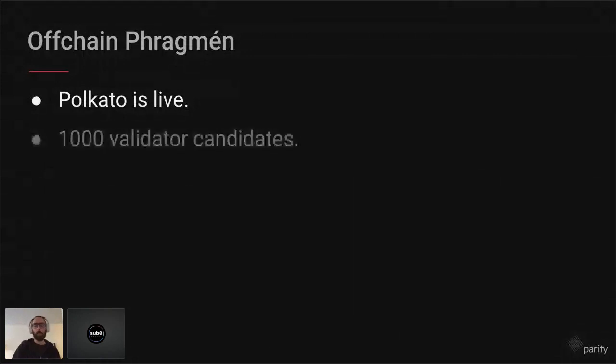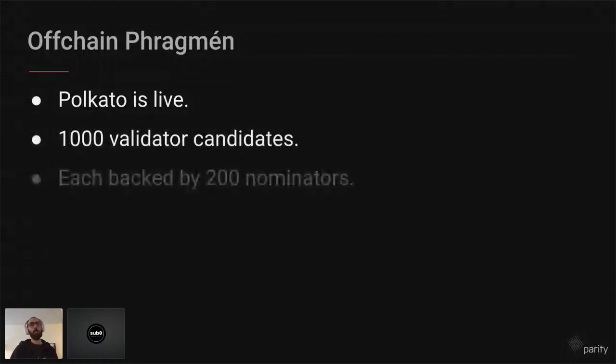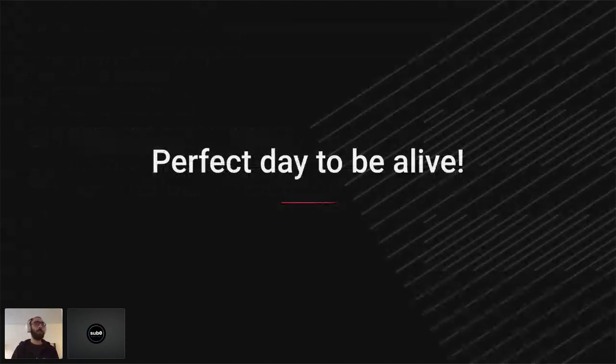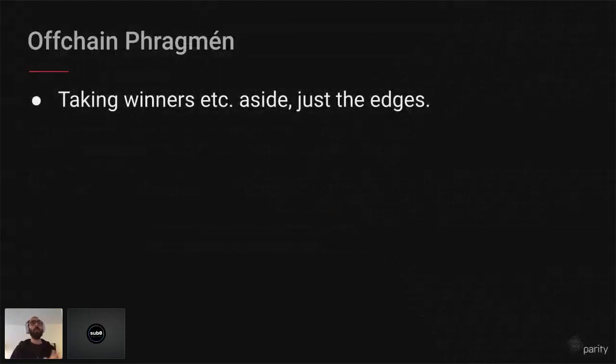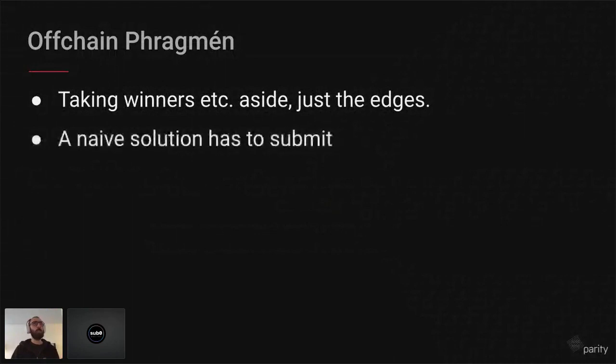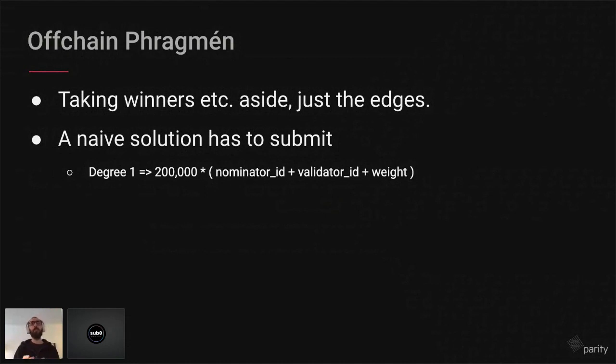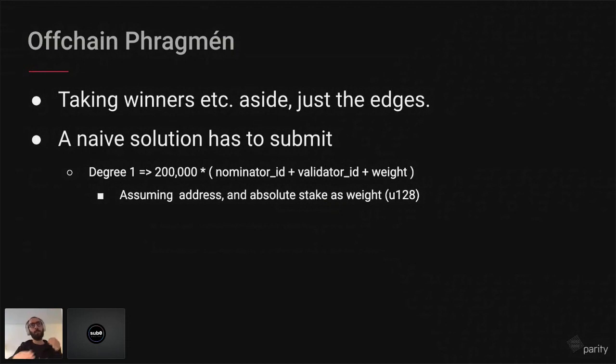Let's look through an example. Polkadot or any other chain is live. We have 1,000 validators, and each of them is backed by roughly 200 nominators, and everything's great until you realize not at all, because with these numbers I showed, and assuming that you don't submit indexes and you want to submit account IDs for validators and nominators in the Phragmen solution, a naive solution, okay, so now I have to talk about the degrees. If a solution is of degree 1, meaning that each nominator is backing only one validator, then we need 200,000 nominators.